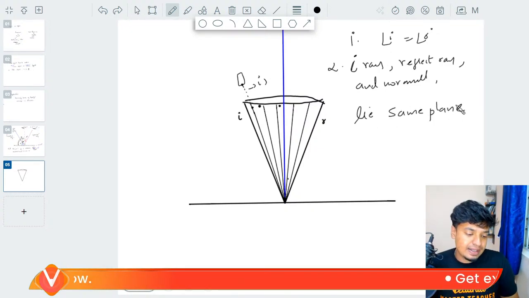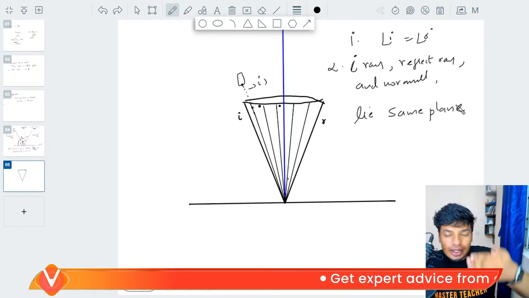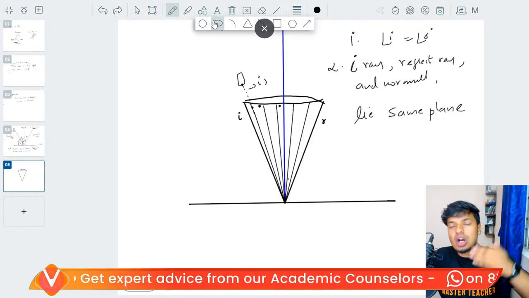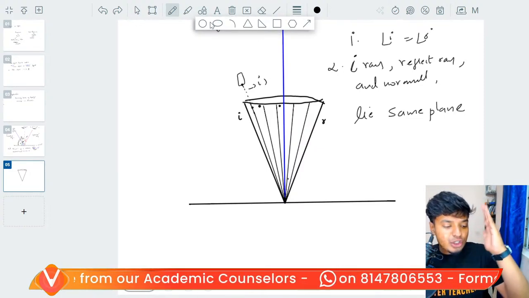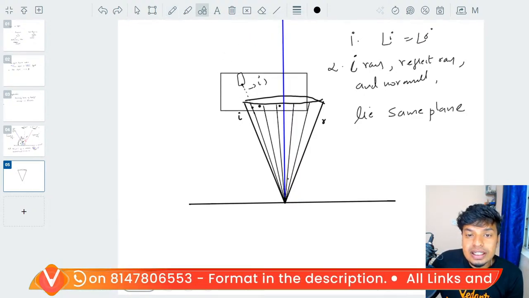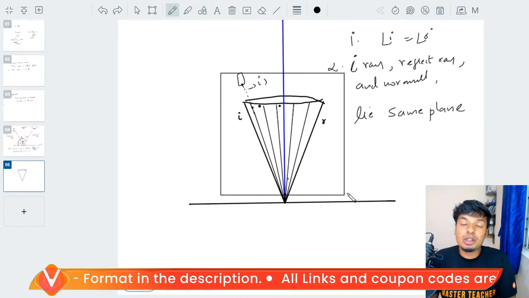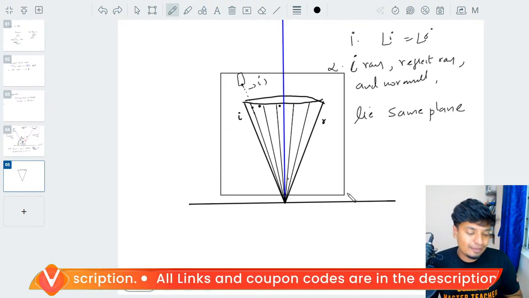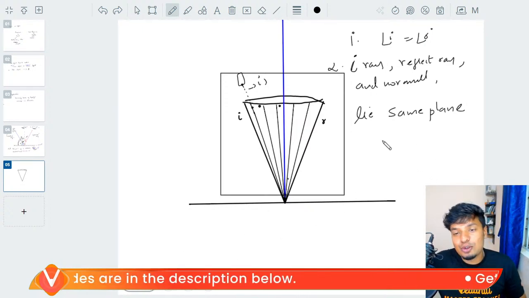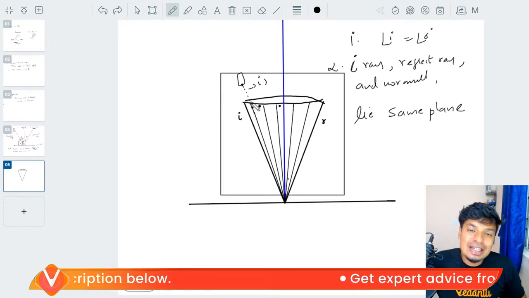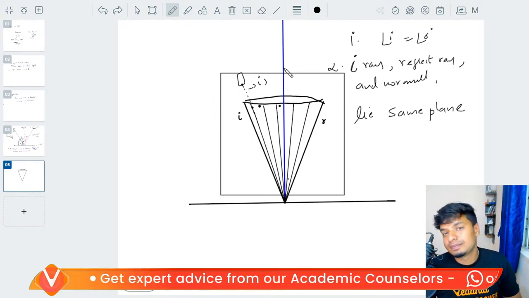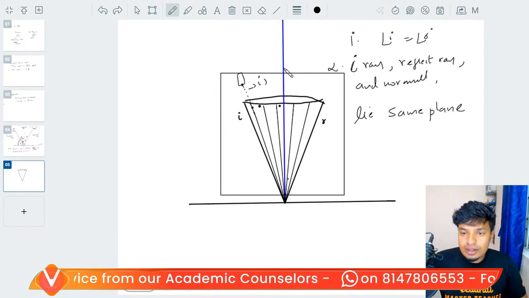What do you mean by this? Guys, imagine you are inserting a paper in the cone. You can't actually insert it, just imagine. If you insert it, all the three lines should be on this paper, because each paper will be a plane. Do you understand? So by this, you can find out what is the incident ray and what is the reflected ray. All the three should be falling on the paper.